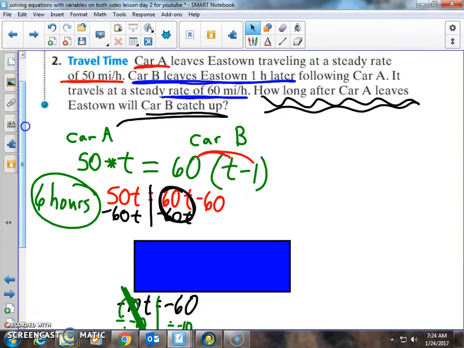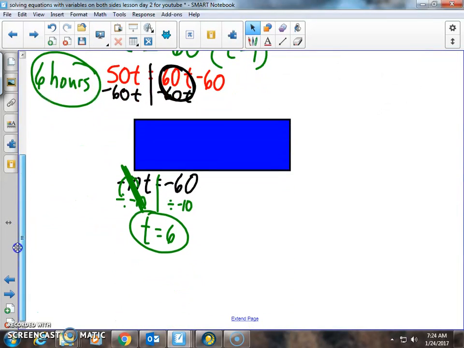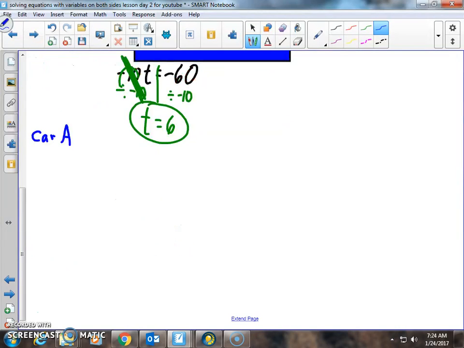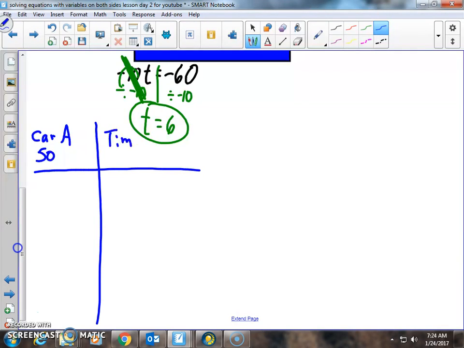Now that can be a little confusing, so another idea that some people choose to do is to draw a little diagram to help them. And they go like this. They say, well, here's car A. And car A is going to travel 50 miles an hour. And this will be a column for time, and this will be a column for car B. And we know car B is traveling 60 miles an hour.